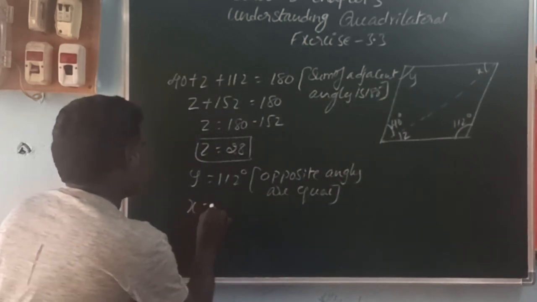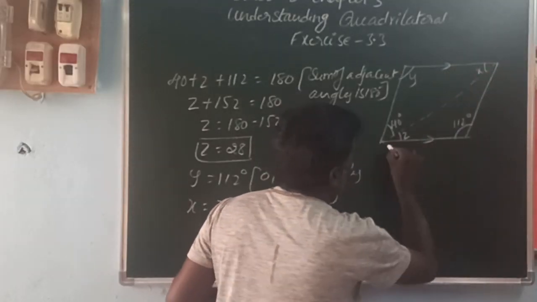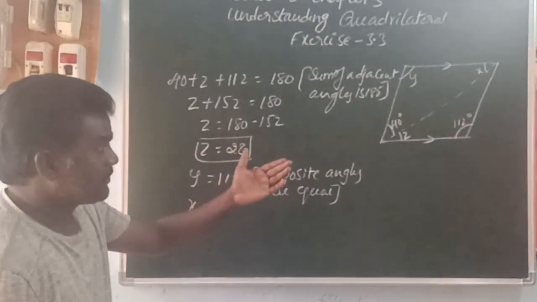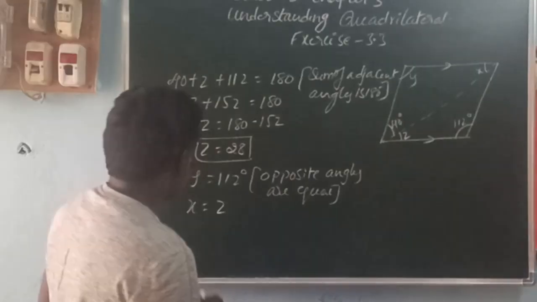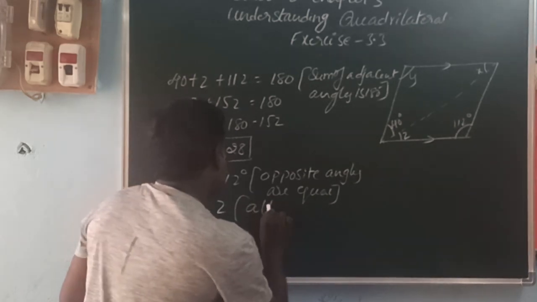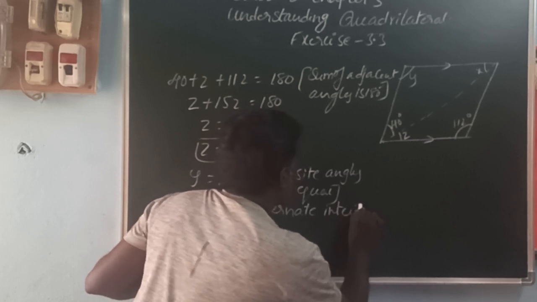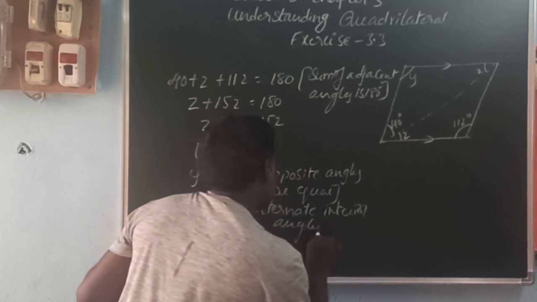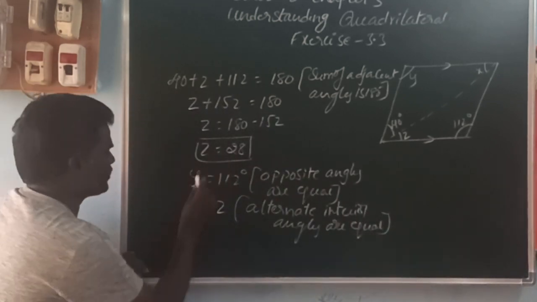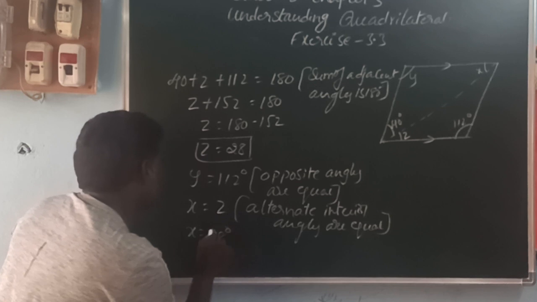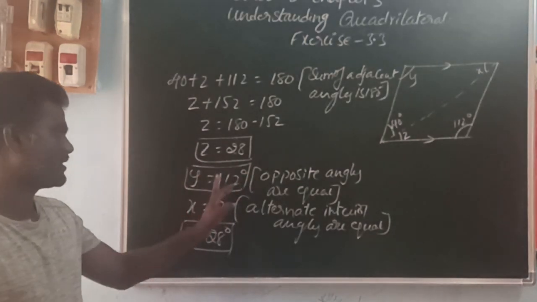Next, x is equal to z. Why? Because these two lines are parallel. The imaginary line is a transversal. These two angles are on either side of the transversal and they are opposite. So x is equal to z. These angles are called alternate interior angles, and they are equal. So z is equal to how much? 28. That is, x is also 28. So z is equal to 28, y is equal to 112, x is also 28.